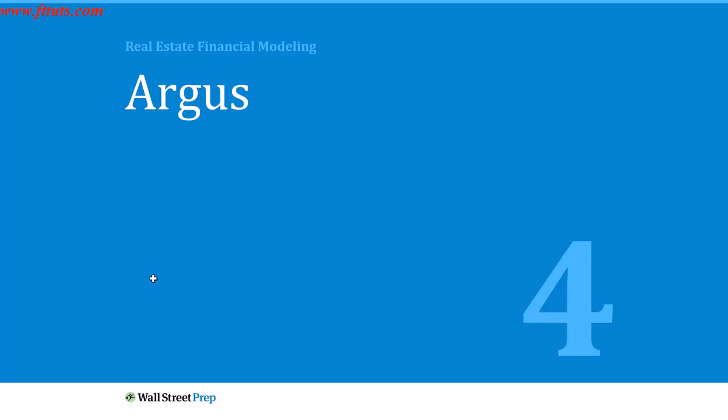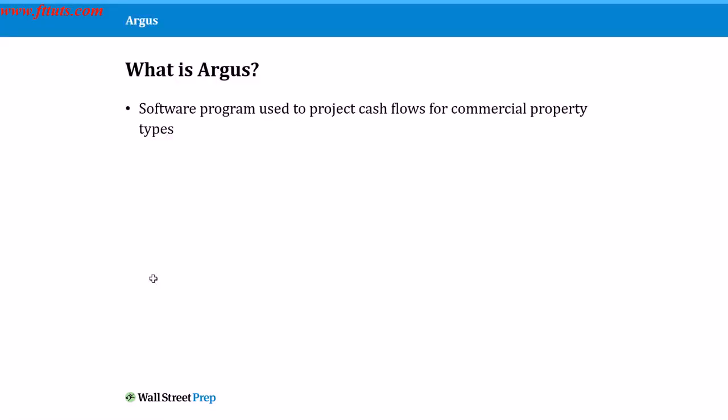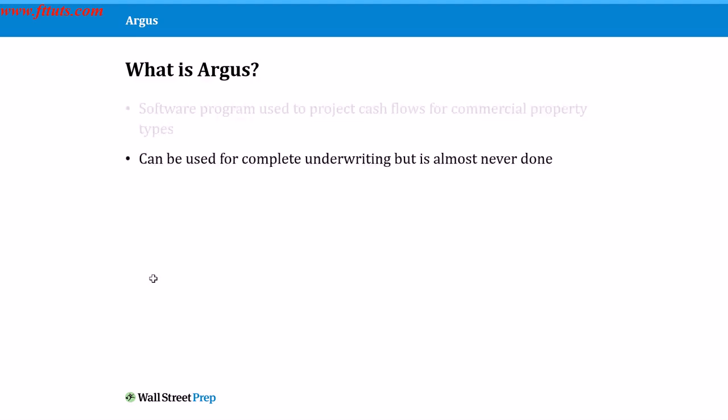Lastly, a quick note on Argus. What is Argus? It's really just a software program that real estate investors use to project cash flows for commercial property types or where you have long-term leases. It can be used for completing underwritings, but it's almost never done.